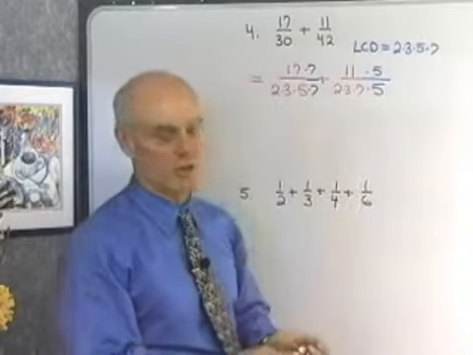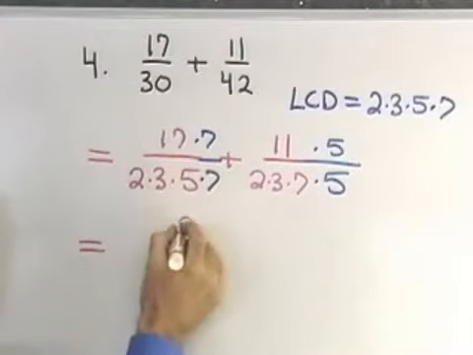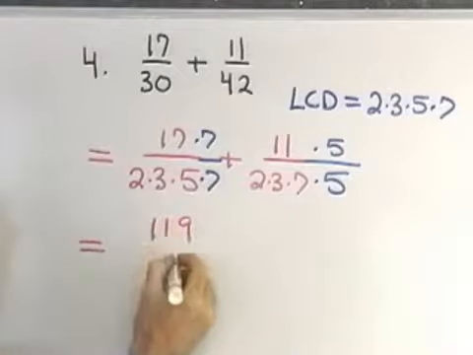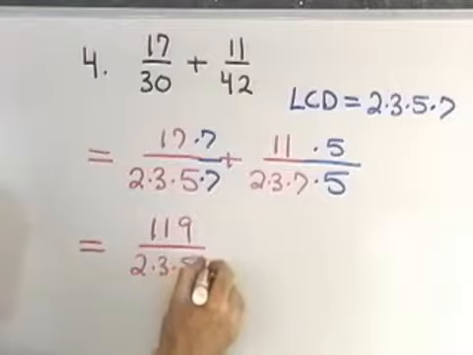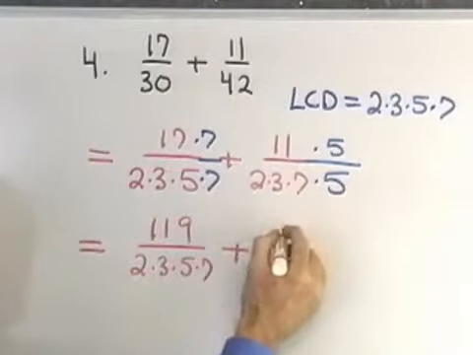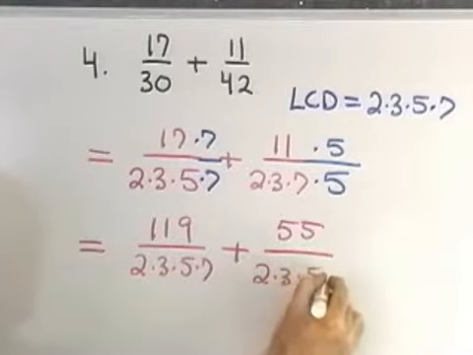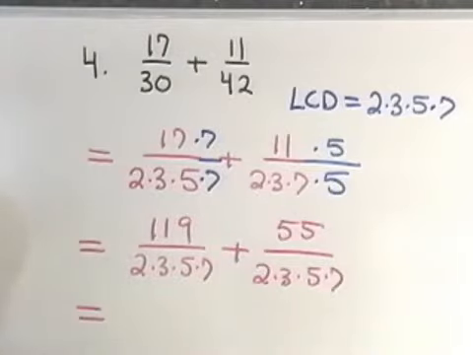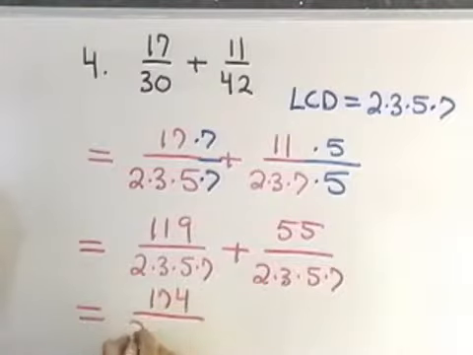Now let's actually go do this multiplication. So here I have 7 times 17. Let's see, 7 times 7 is 49. So that's 119 over 2 times 3 times 5 times 7, plus 11 times 5 is 55 over 2 times 3 times 5 times 7. So I'll add these two together and I'll end up with 174 over 2 times 3 times 5 times 7.